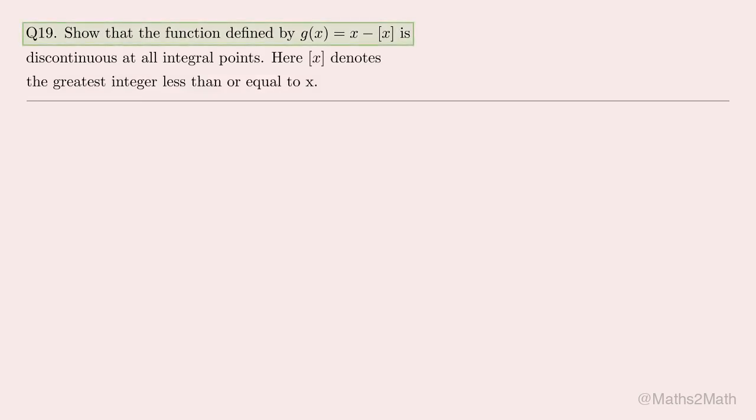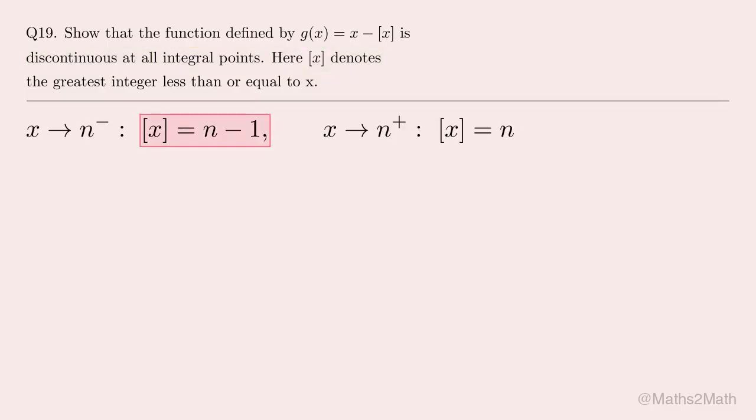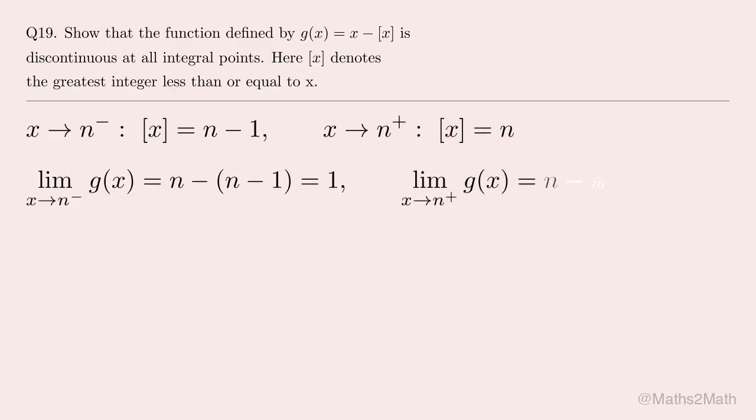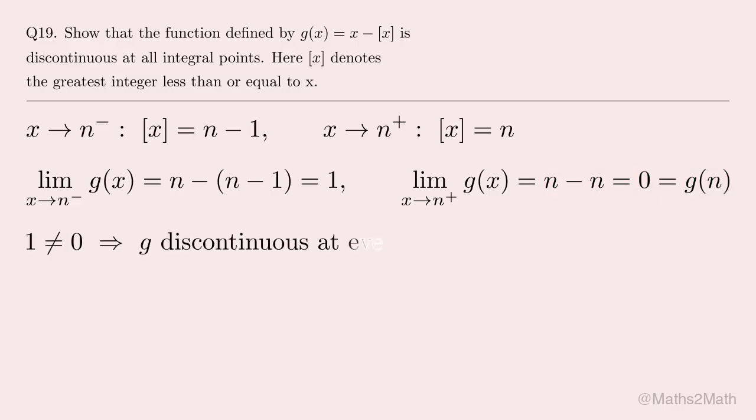Question 19. The fractional part function, x minus its greatest integer, we must show it breaks at every integer n. The greatest integer jumps at each integer, and that jump transfers to g. Fix an integer n. Just below n, the greatest integer of x is n minus 1. At n and just above, it is n. So the left limit of g is n minus 1, which is 1, while the right limit and the value are 0. 1 is not 0, and n was any integer, so g is discontinuous at every integral point.